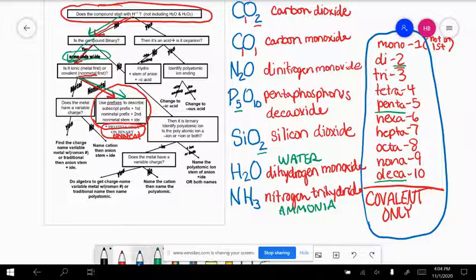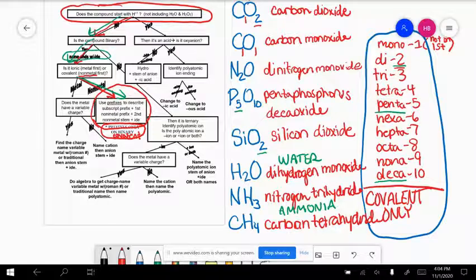And our last one that is a covalent compound, because it starts with a nonmetal and it occurs all around us. We use it all the time. It's a covalent compound. So if you systematically named it, it would be carbon tetrahydride. But its common name is methane.